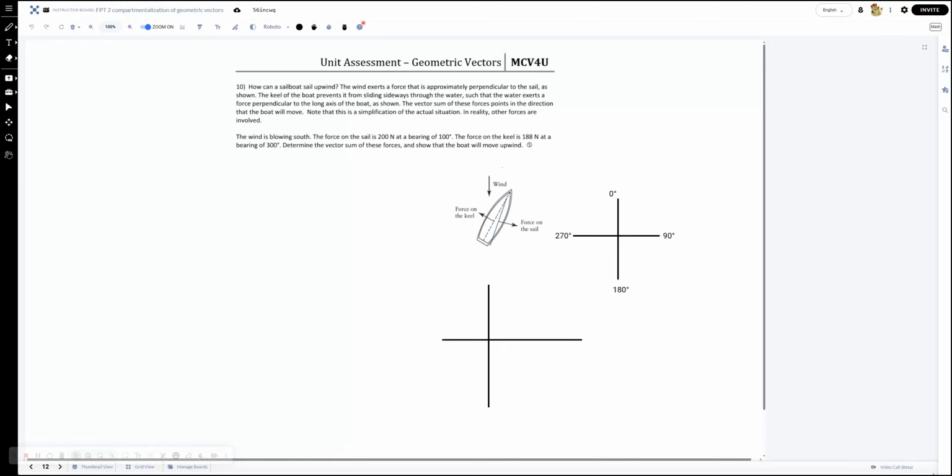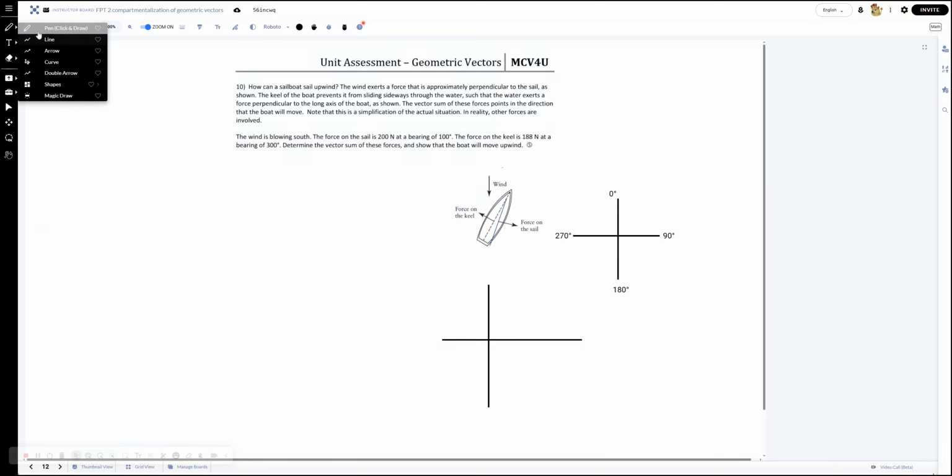So let's do that. So we have a boat over here. The wind is blowing south. The force on the sail is 200 newtons at a bearing of 100 degrees, and the force on the keel is 188 newtons at a bearing of 300 degrees. Determine the vector sum of these forces and show that the boat will move upwind.